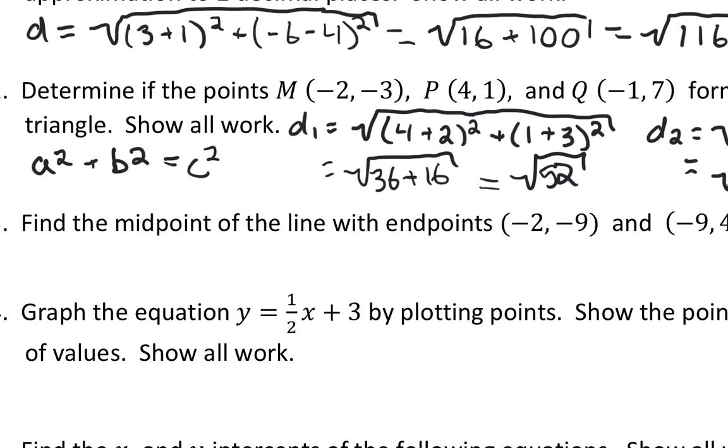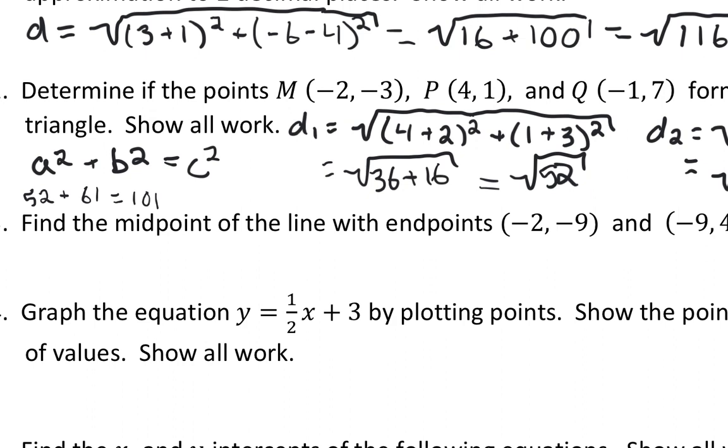So now, the square root of 52 is the smallest of the 3 distances. And so we could say that the segment represented by MP is A. So if we were to take that length of A squared, that would be 52. If we did the same thing for B, that would be 61. And the last one would be 101.